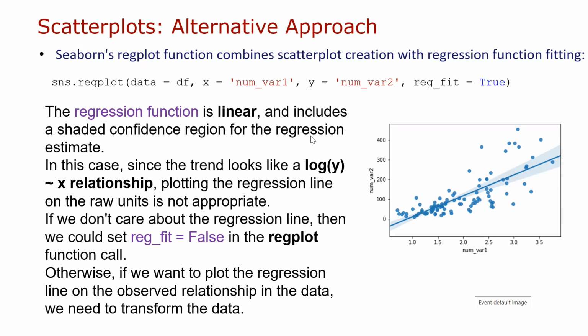So the regression function is linear and includes a shaded confidence region for the regression estimate. So this is the region. The regression line can be like this, or can be like this, so all these are included in the regression. Usually it's one line, but here it says that this is the confidence interval.